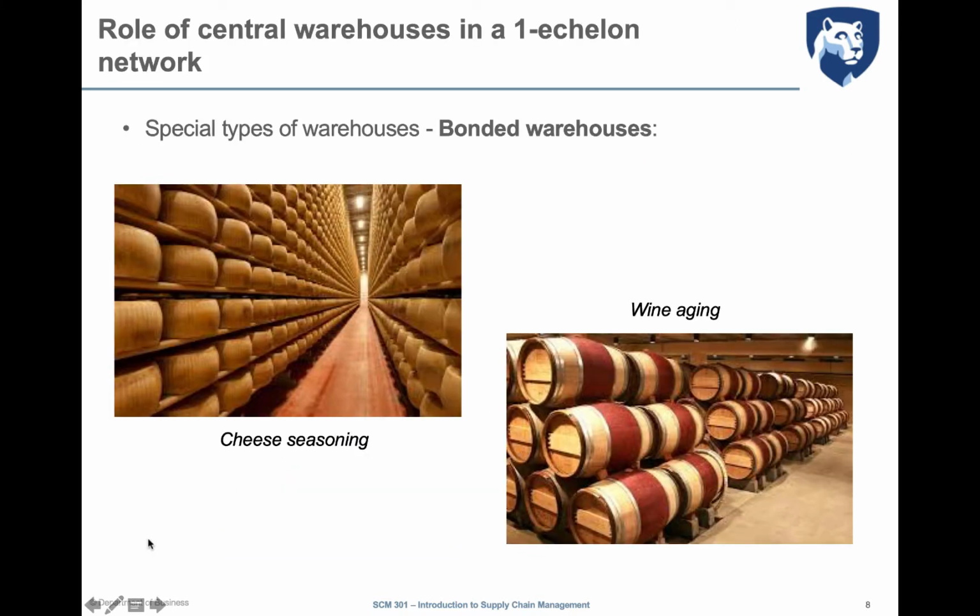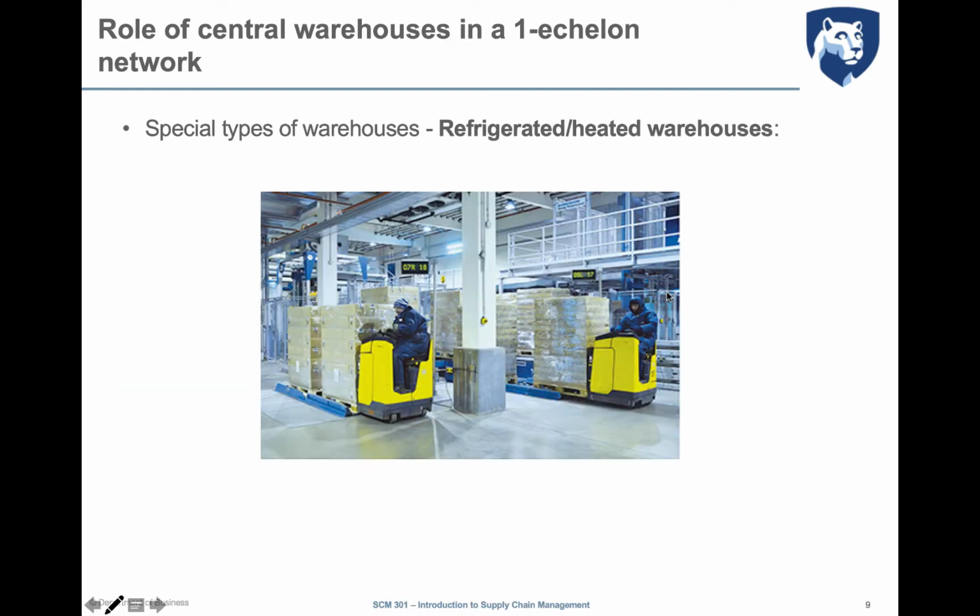The central warehouse can also be a special type of warehouse. We have discussed that they can support part of the production process, like the stocking in a central warehouse for the seasoning of cheese or the aging of wine, or they can be special warehouses in the sense that they need to maintain the quality of the product because they need to be refrigerated, heated, or the product needs to be stocked at particular conditions.